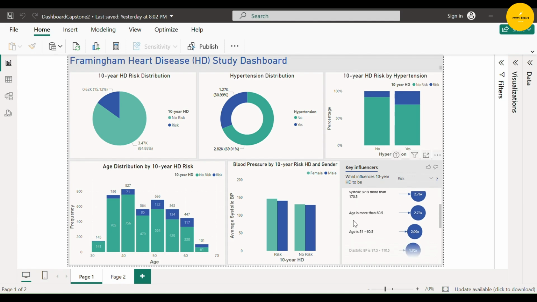Next, we have age. When age is more than 60.5, the likelihood increases by 2.73. And in this group, 51 to 60.5, the likelihood increases by 2 times. So this is consistent with the histogram, when we see these age groups have a higher percentage of patients with risk of heart disease. And here we have more segments of the blood pressure variables that have also influence in the risk of developing heart disease.